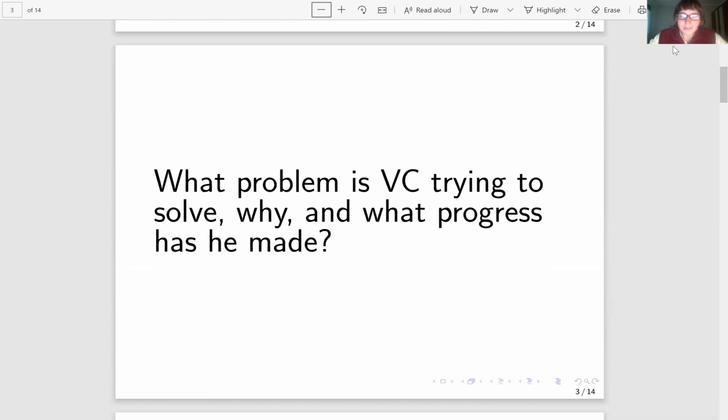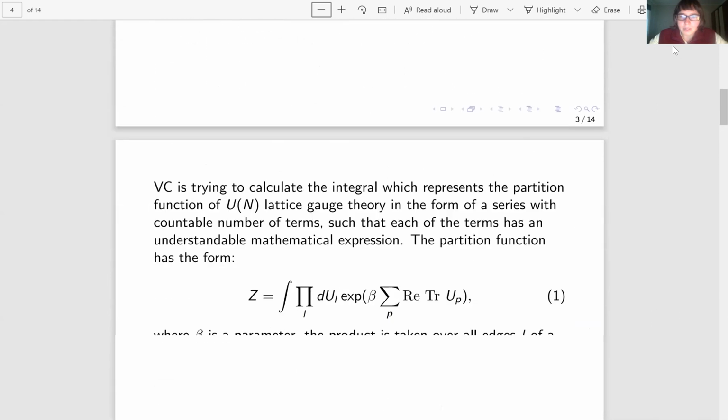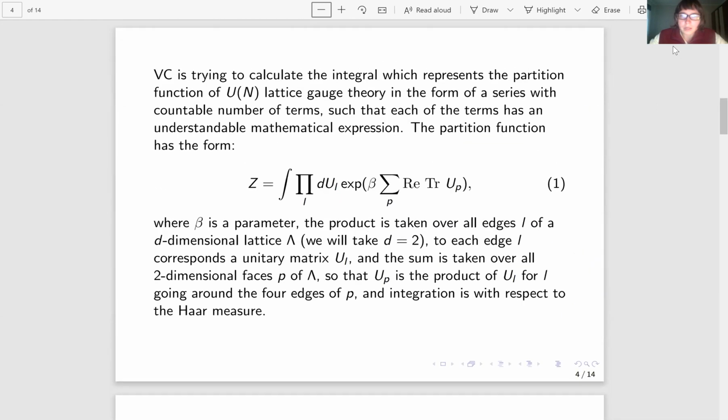Okay, so the first part of my talk is about the physics problem in lattice gauge theory that my friend Chelnokov is trying to solve, what the background is, and what progress he made on this problem. Here is this partition function from lattice gauge theory.